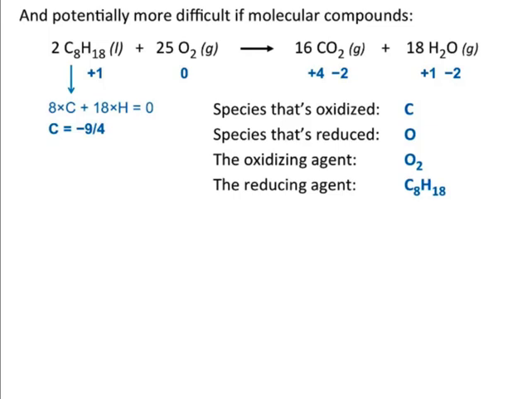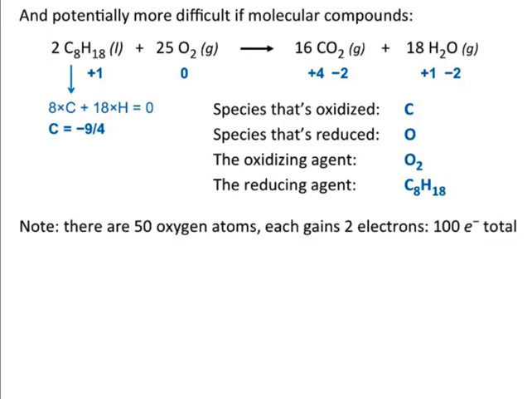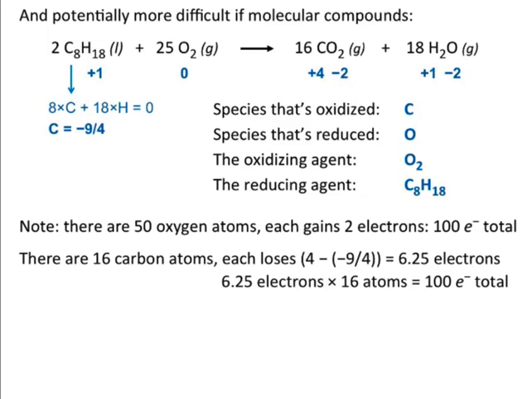Okay, so now let's think about this a little more. There's 50 oxygen atoms in this reaction, 25 O2, so that makes 50. And each one of these oxygens goes from 0 to -2, so it means each oxygen atom gains 2 electrons. And since there's 50 of them, that means there's 100 electrons total that are moving in this reaction. And where do they come from? Well, they come from the carbons. So that's the one that's being oxidized.